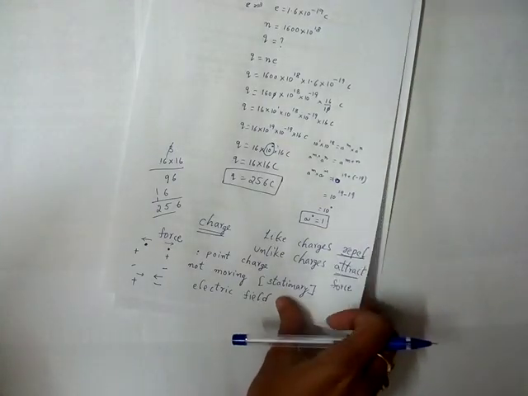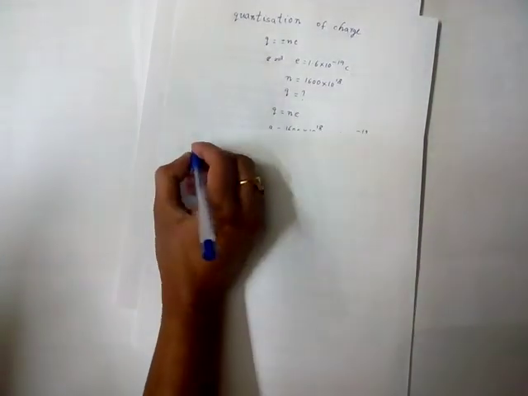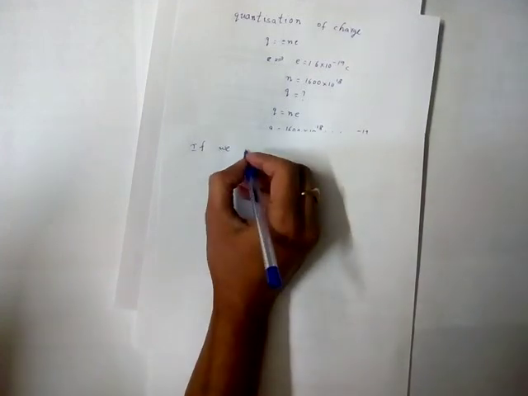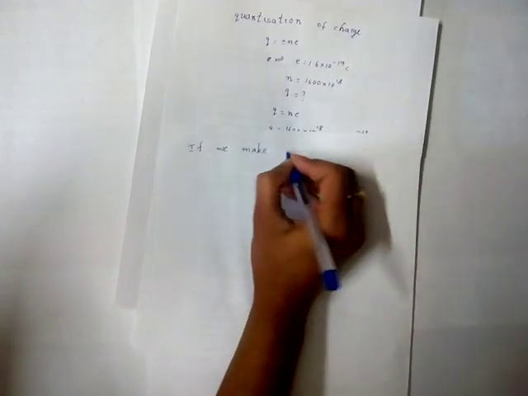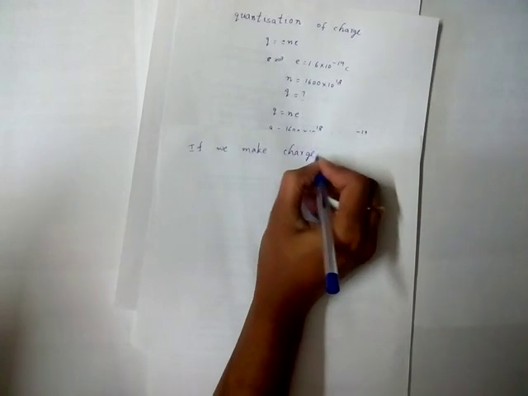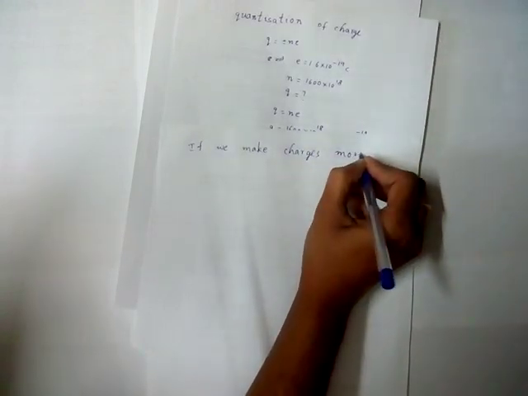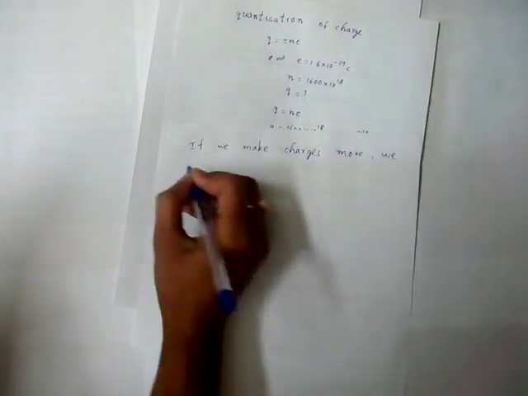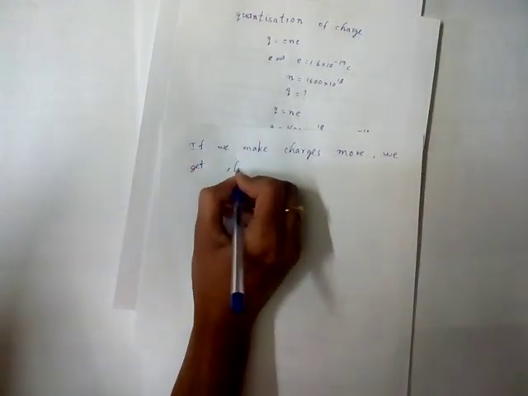So by using this, if we are able to make the charges move, see, due to the charges which are at rest, only an electric field is developed. If we make the charges move, we get electric current.